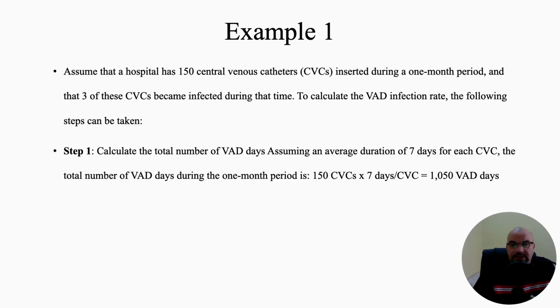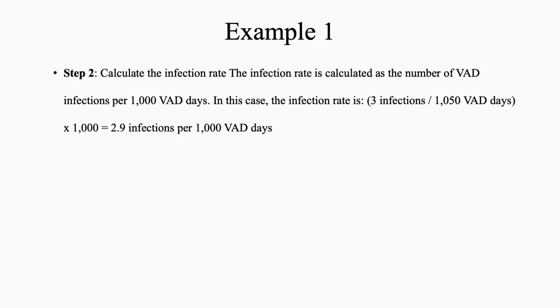See, for this example here, assume that a hospital has 150 central venous catheters inserted during a 1 month period, and that 3 devices got infection. Each of these 150 stays for 7 days, so the total number of vascular access device days is 1,050. So we will divide 3 over 1,050.